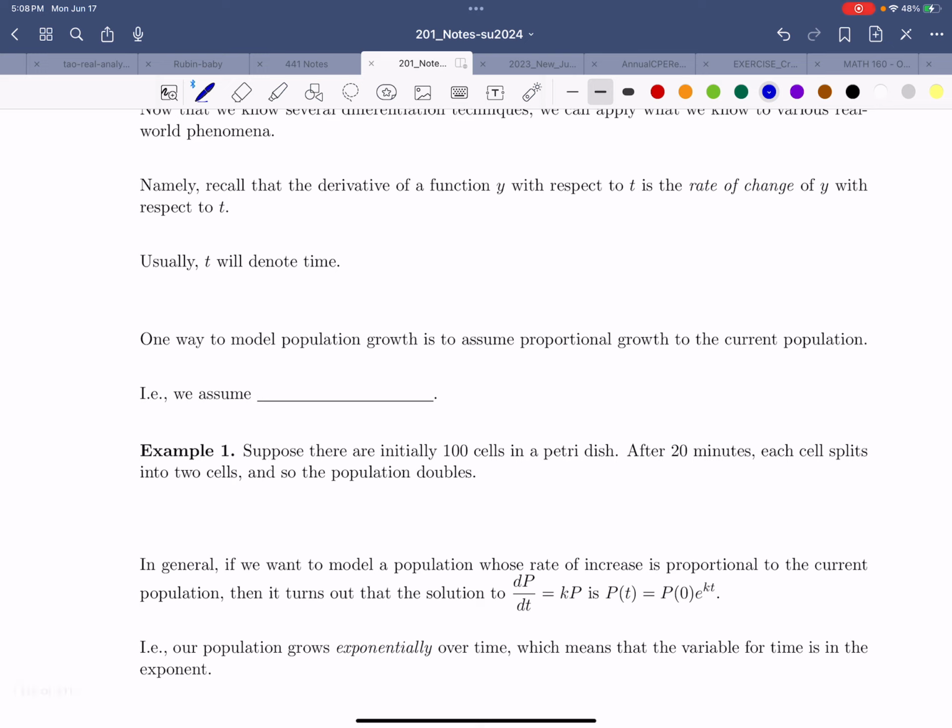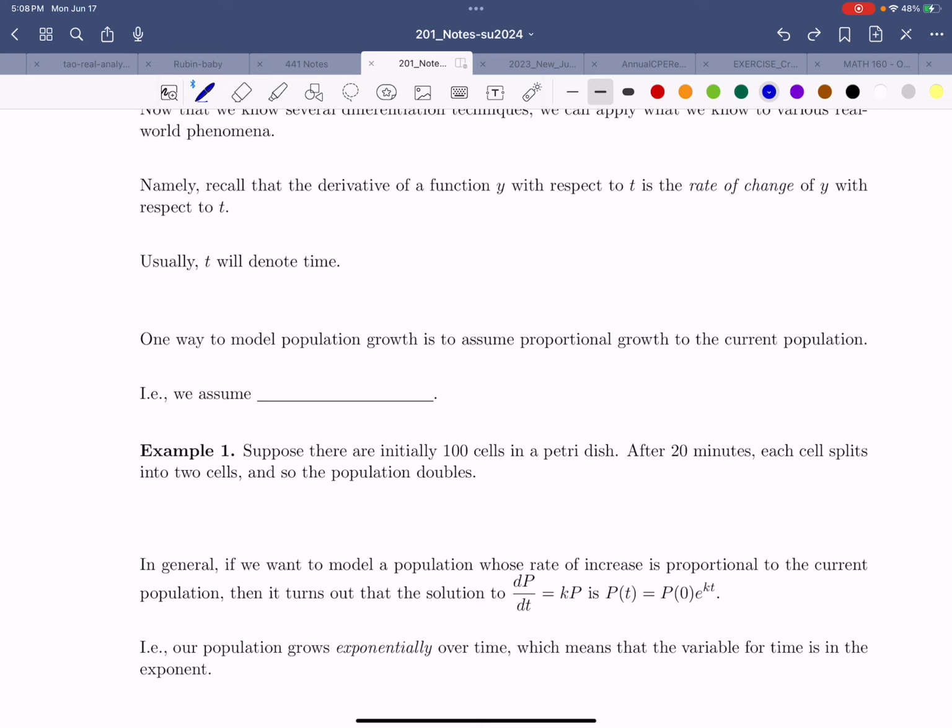So one thing that we do, really the crux of our model, is we assume that the growth rate of a population is proportional to the population itself. For example, if you say something like, the population doubles every 10 minutes, right? The population growth rate depends on the number of individuals at that time.